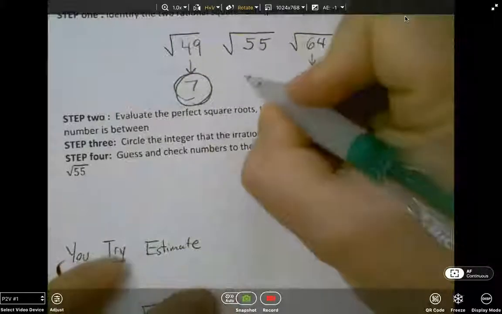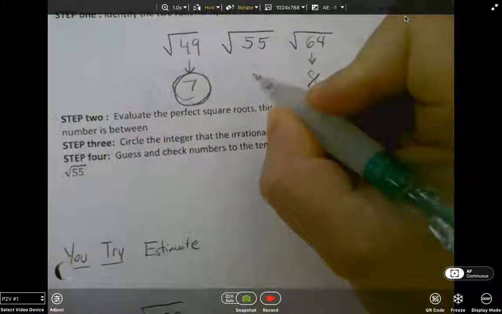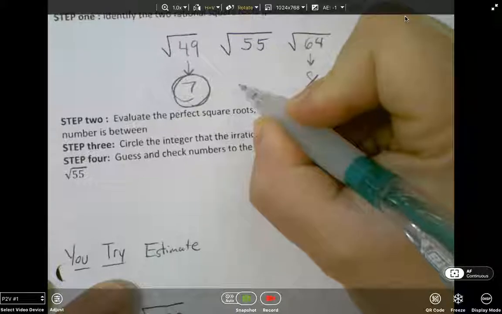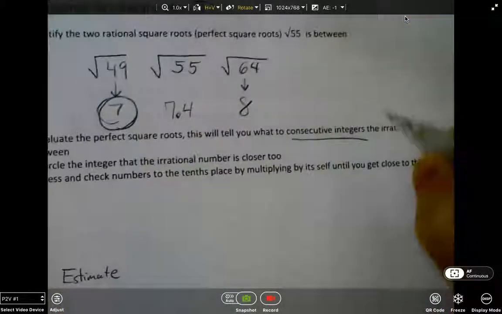I'm going to go a little bit lower. That's great, because I know it's closer to 7. Does anyone else have another one? Yep, 7.3. I'm going to go one higher, and I'm going to put 7.4. So I was right. So let's find out.